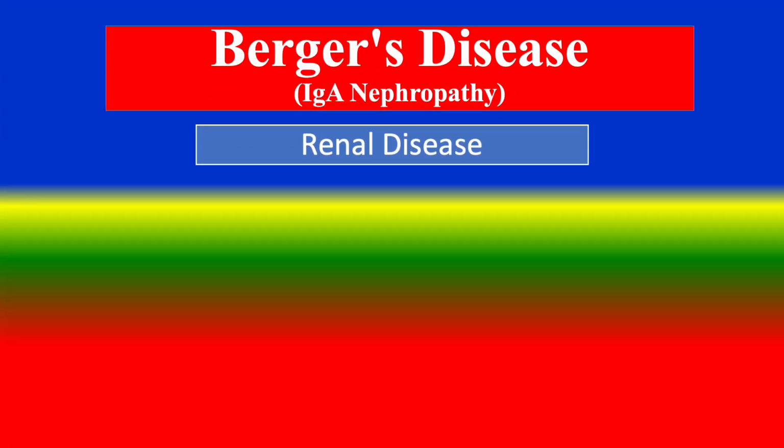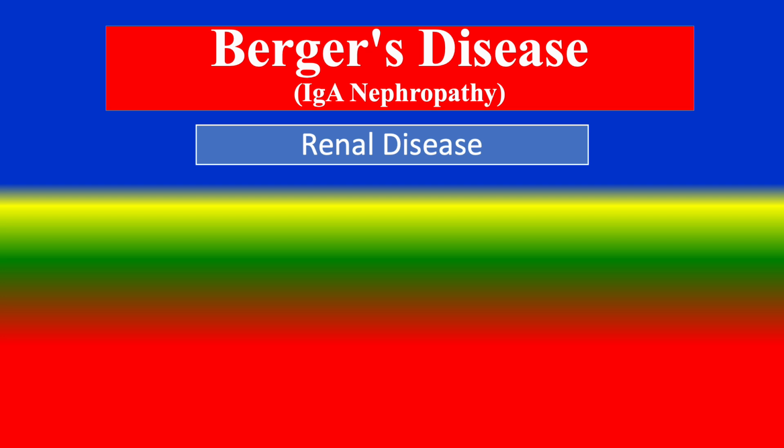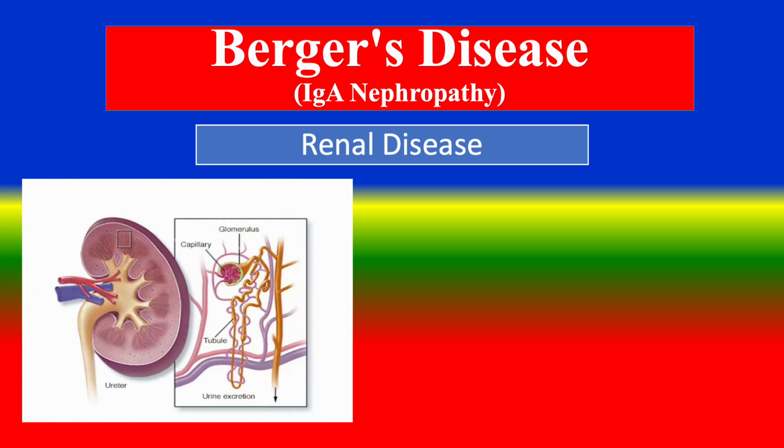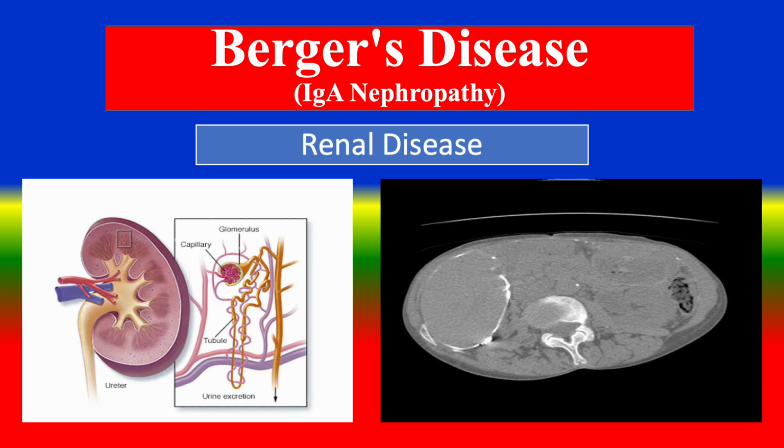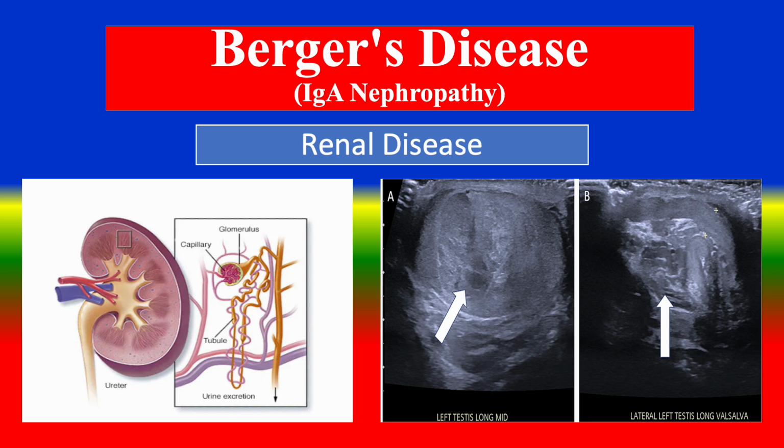Berger's disease is also known as IgA Nephropathy. It's a renal disease. Look at this picture, shows that kidney glomerulus, CT findings and ultrasound detail going on.